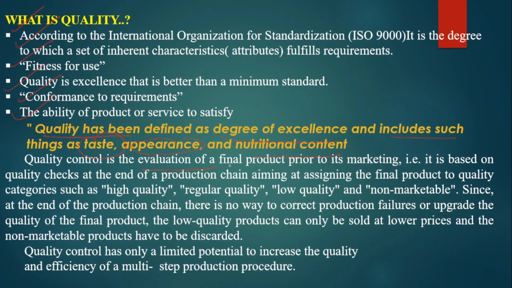content. It is the evaluation of the final product prior to its marketing, based on quality checks at the end of the production chain, aiming at assigning the final product to quality categories such as high quality, regular quality, low quality and non-marketable. Since at the end of the production chain there is no way to correct production failures or upgrade the quality of the final product, low quality products can only be sold at lower prices and non-marketable products have to be discarded. Quality control has only a limited potential to increase the quality and efficiency of a multi-step production procedure.